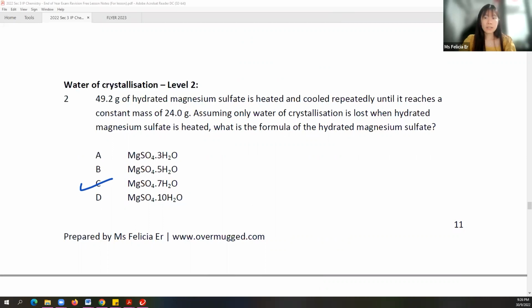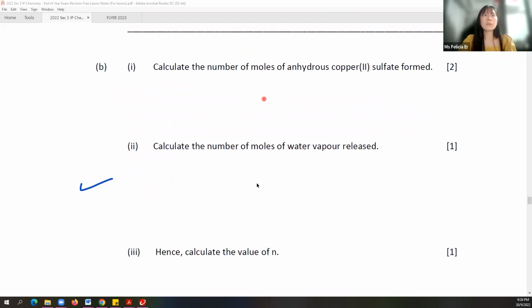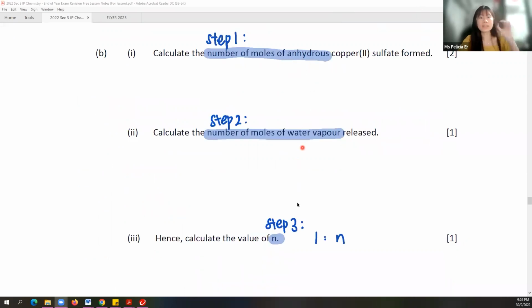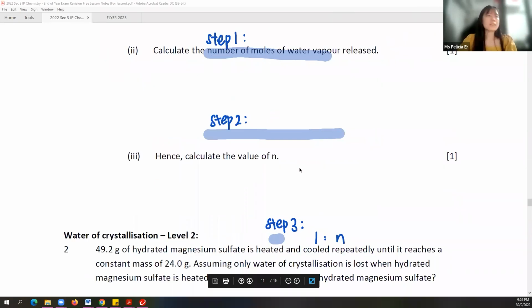Okay, then I move on. Just take note, whenever it's water of crystallization, remember to just follow these 3 steps. Once you follow these 3 steps, usually you can get the answer. So this is the technique for water of crystallization. Hope it appears in your exam, then you can score. Okay, is there any more questions?